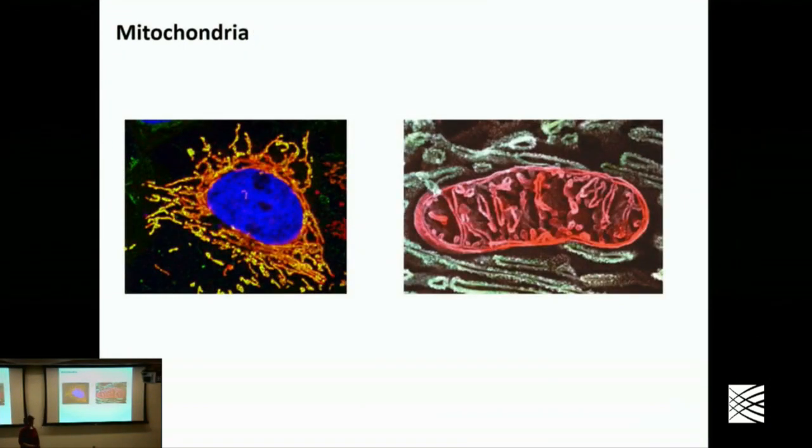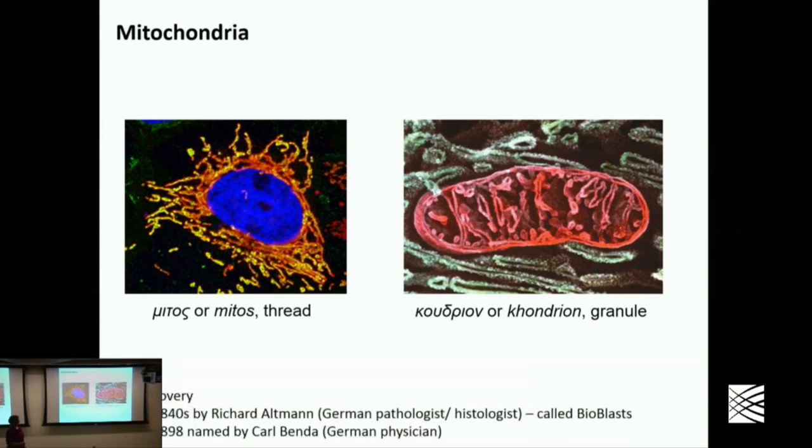Okay, so mitochondria. The name comes from the Greek word mitos, because they look thread-like, or chondrion, which looks like a granule. So very early on, people realized that these look like both threads and granules. These were discovered by beautiful studies in the 1840s. The initial founder called them bioblasts, and they were renamed in 1898 to mitochondrion because of these two states.